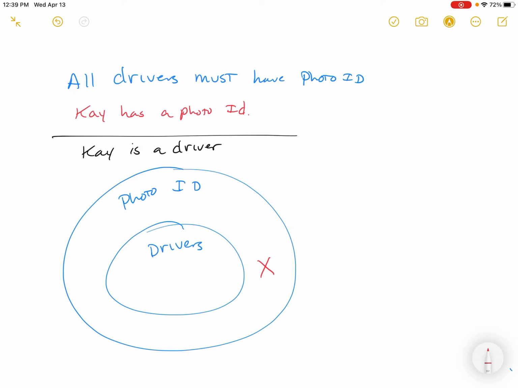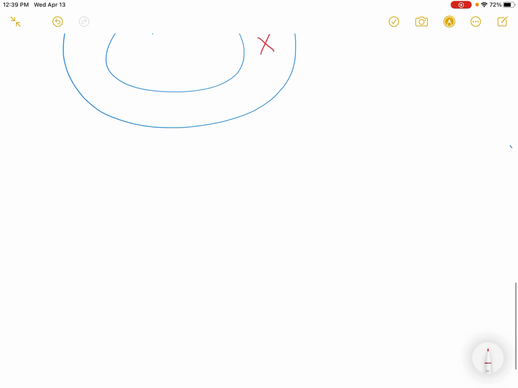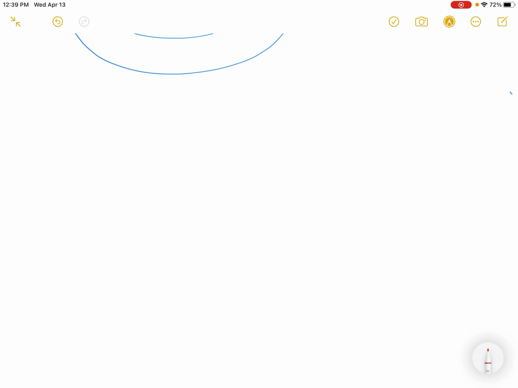So let's put it where it could be. She could have a school ID. She could have some kind of photo ID for work and may not drive to work, right? And so therefore, she would have a photo ID but not be a driver. So this is an invalid argument. And you're doing this all with pictures. That's pretty much the whole assignment as you go through.